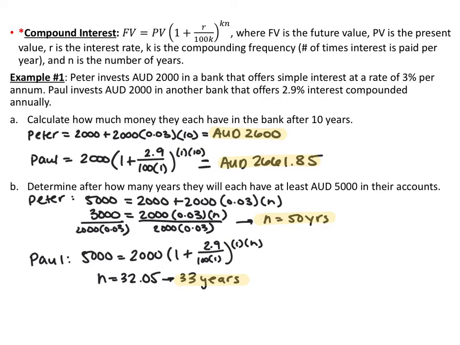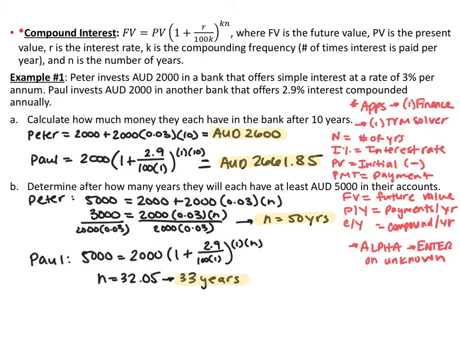Paul has interest compounded 1 time a year. So we're looking for his future value. His present value is 2,000. His interest rate is 2.9. K is how many times a year it's compounding, which is annually, so 1 time a year. And then N is how many years, so 10. Plug this in your calculator and you end up with, in Australian dollars, $2,661.85. You can also solve these with the TVM Solver app on your graphing calculator.